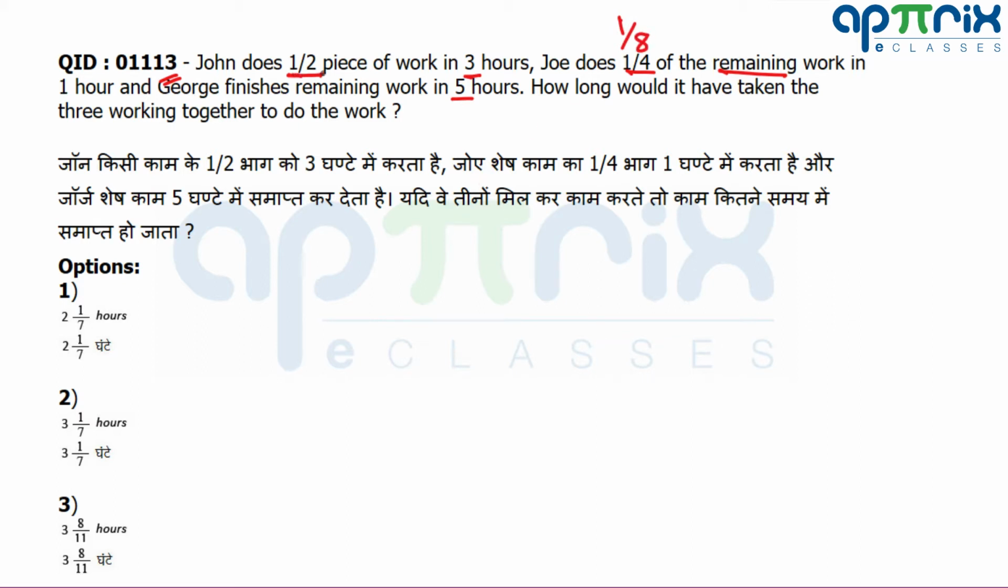Also, you can see he has done half the work in 3 hours. Of the remaining half, 1/4 of that will be 1 by 8. Now, this is 12.5%. Now, what is the remaining work? It is simply 50 plus 12.5, that is 62.5 done, so 37.5 is the remaining work.